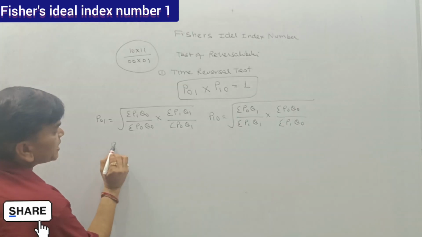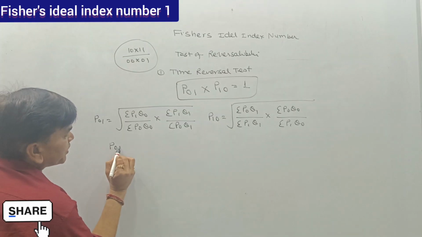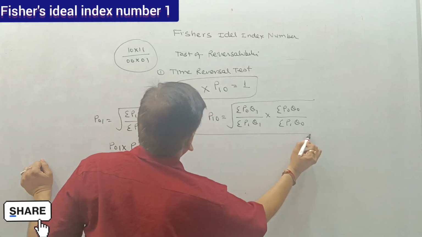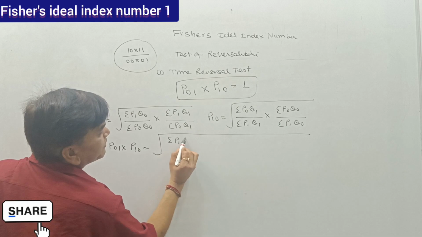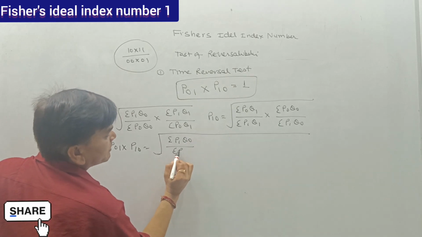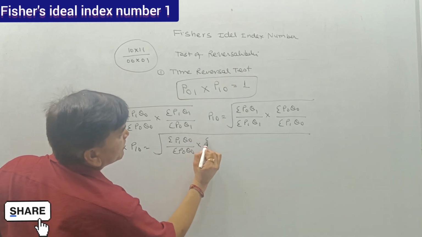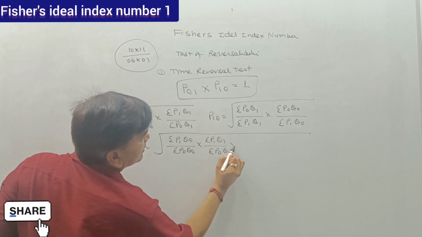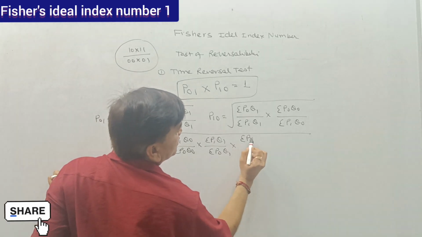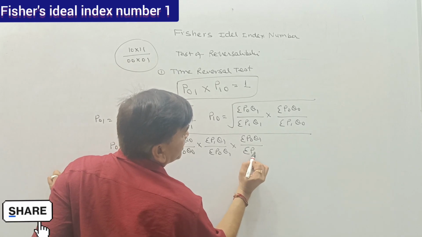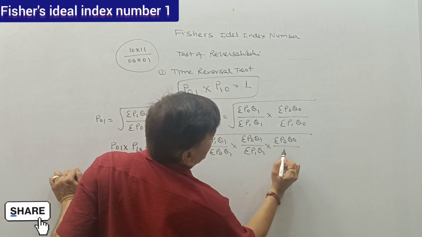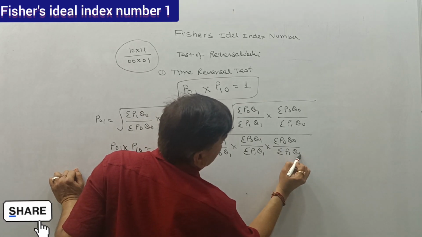So the multiplication of this, P01 times P10, we have the multiplication of ΣP1Q0 divided by ΣP0Q0, multiplied by ΣP1Q1 divided by ΣP0Q1, multiplied by ΣP0Q1 divided by ΣP1Q1, multiplied by ΣP0Q0 divided by ΣP1Q0. Okay.